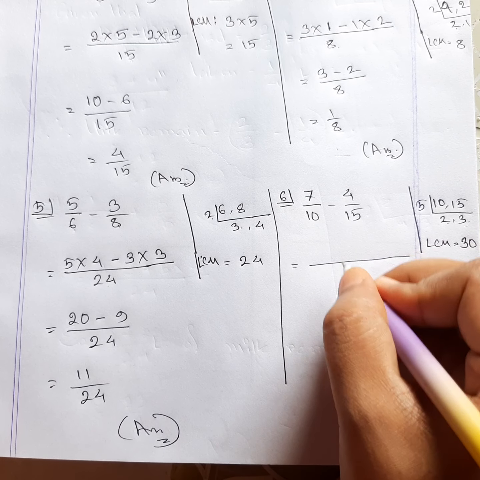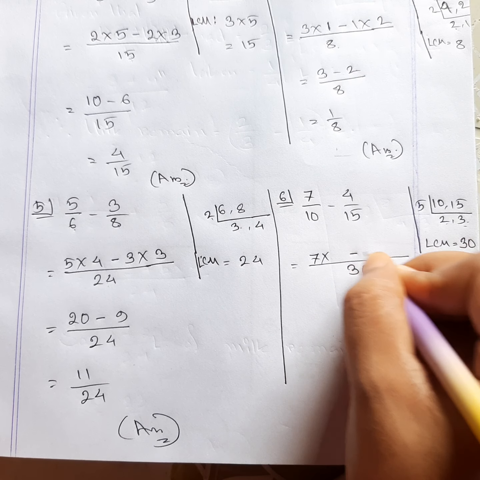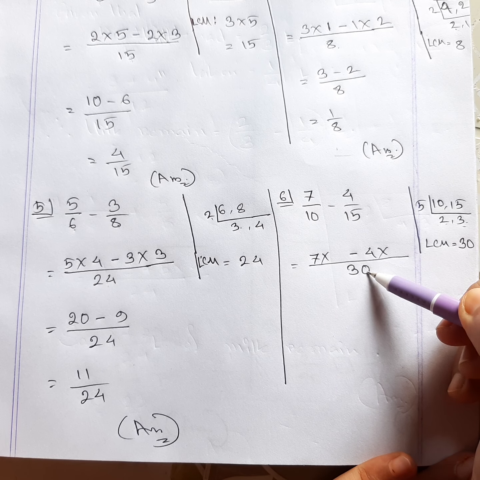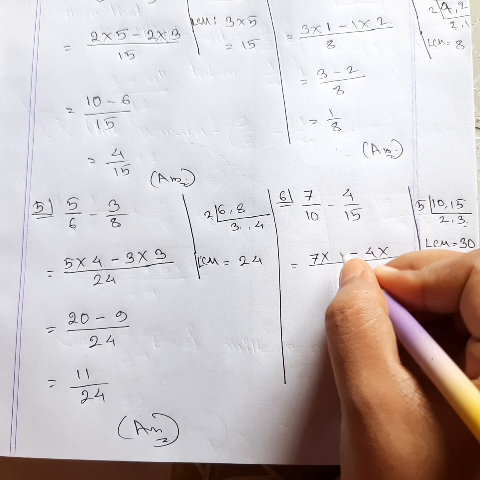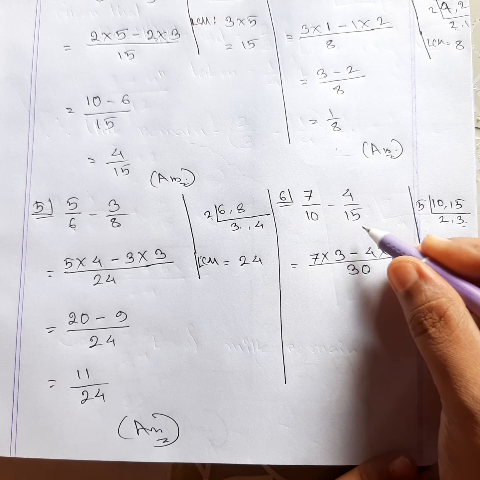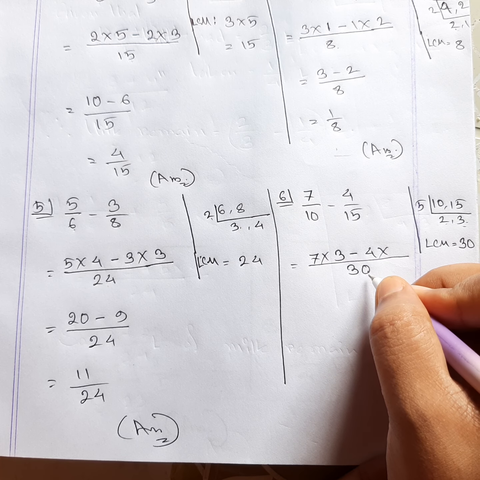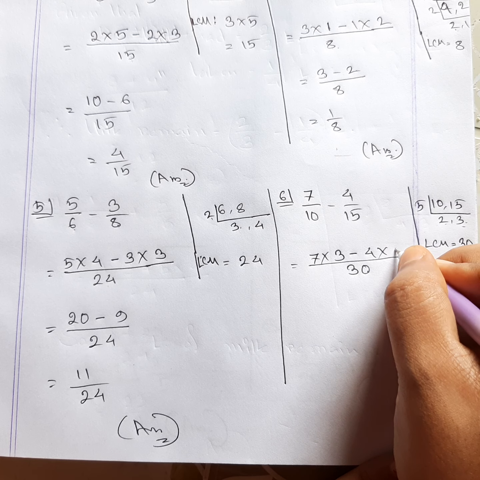Writing down our LCM, 7 multiplication, gap, 4 multiplication, gap. Now dividing our LCM by the first denominator, the answer is 3, and 3 is multiplied with the first numerator. Again, dividing the LCM by the second denominator, which is 15, the answer is 2. It is multiplied with the second numerator.